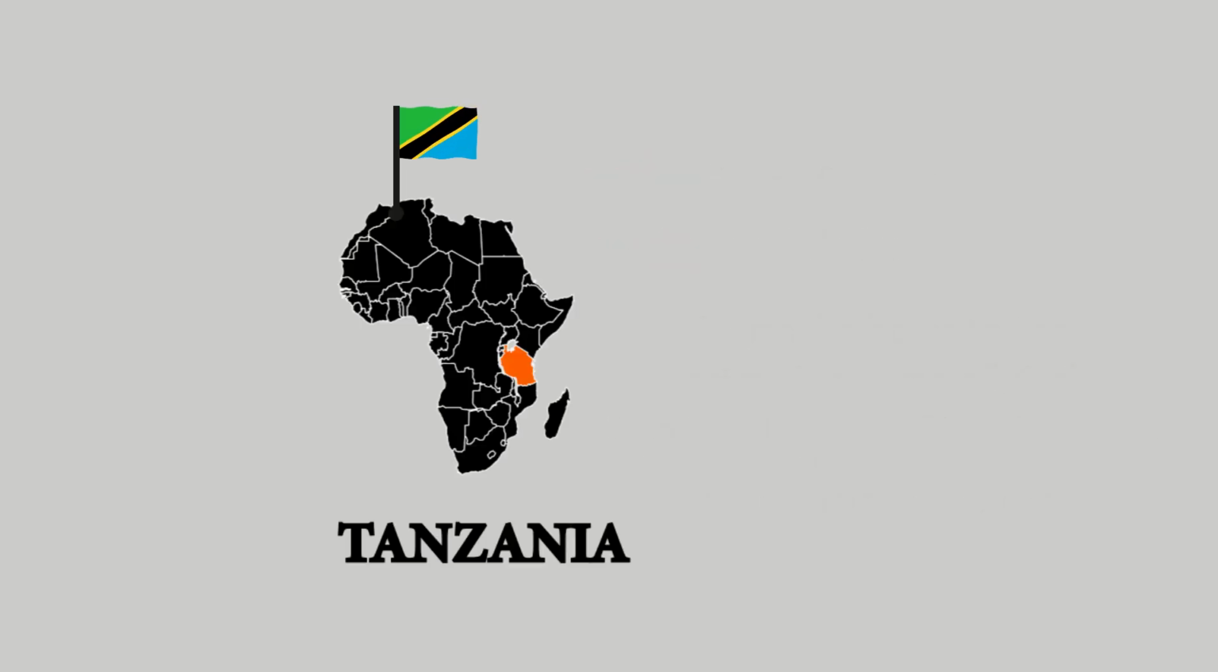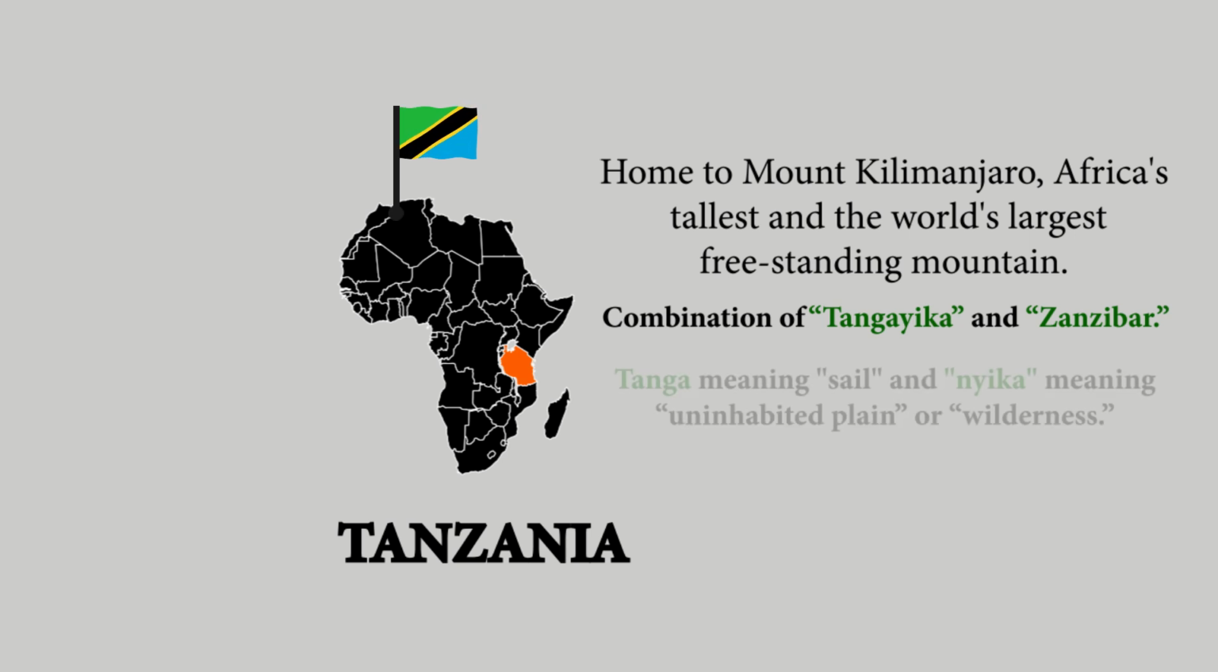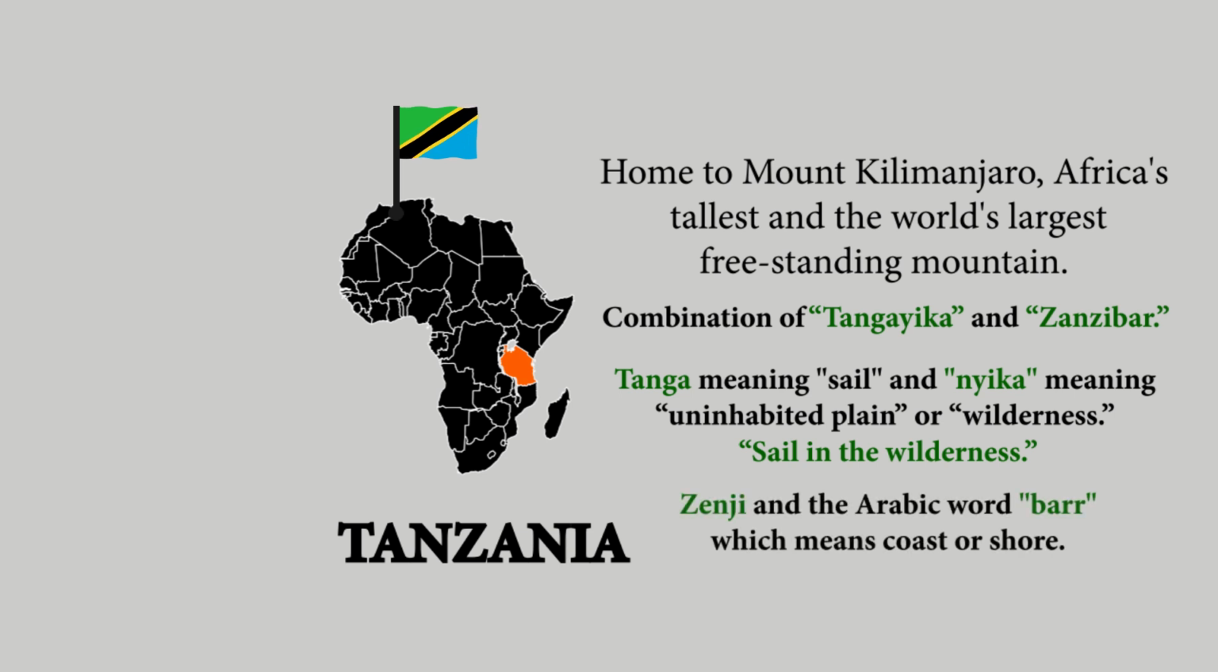Tanzania, a coastal country in East Africa and home to Mount Kilimanjaro, Africa's tallest mountain and the world's largest freestanding mountain. The name of Tanzania is a combination of Tanganyika and Zanzibar, the 2 states that merged to form the country in 1964. Tanganyika is from the Swahili words Tanga meaning sail and Yika which means uninhabited plain or wilderness, creating the phrase sail in the wilderness. Zanzibar is from Zengi, a name used by medieval Muslim geographers to refer to people in the location, and the Arabic word bar, which means coast or shore.